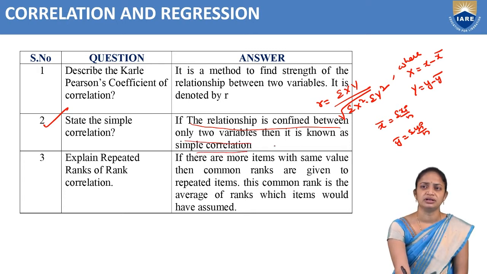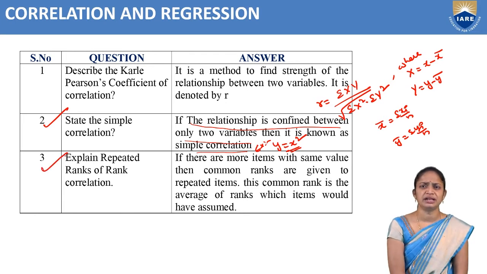For example, y equal to x square. Here x, y are two variables. The relationship between only two variables is known as simple correlation. Here the examples are x equal to y square or y equal to x square. These are examples of simple correlation.